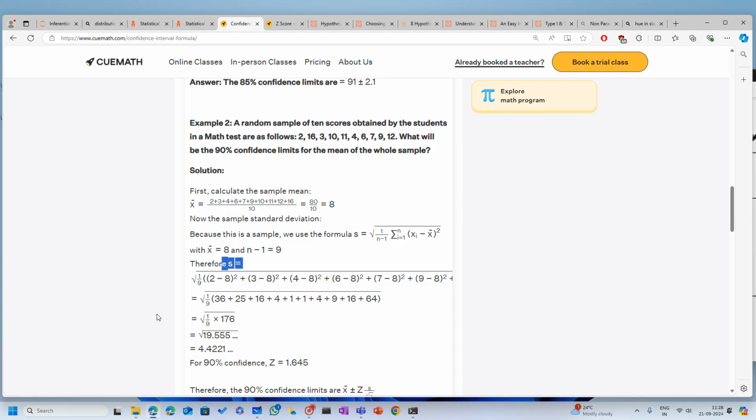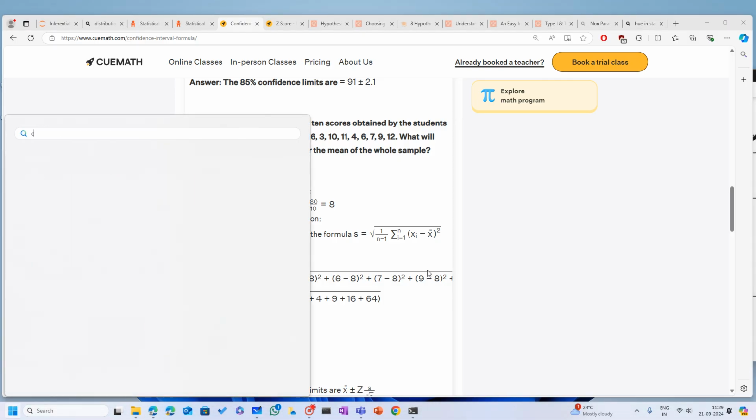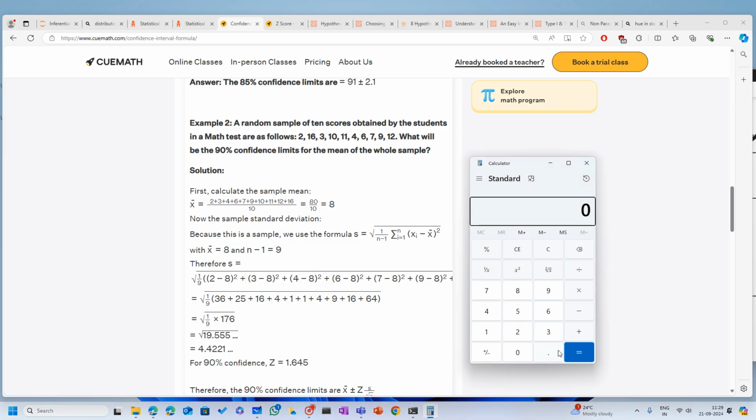Therefore s is 1 minus 1 by 9. Just cross verify if they are substituting correctly. Into 1 by 6, root of 4.42 for 95% confidence. Now you are multiplying. I want to check here something mathematically, point 1. So how did they take the z value is what I want to know again.